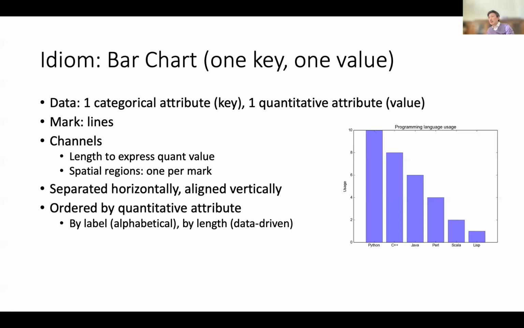And also, you can order by other attributes. It doesn't have to be ordered by the Y attribute. You can order by the name of the category alphabetically, or even by some other third attribute, which is not even shown in the visualization. That's also possible. And that's the flexibility, you can decide what to do.